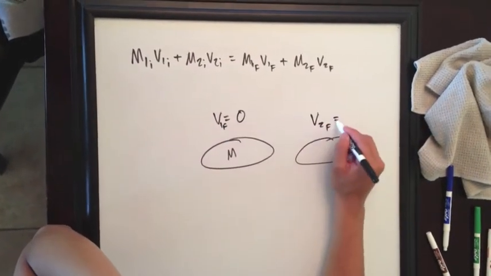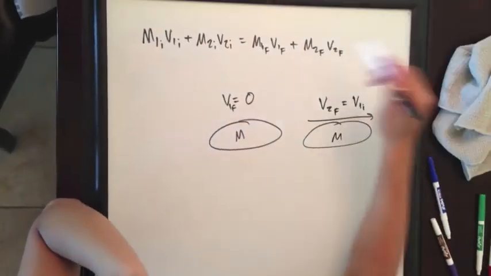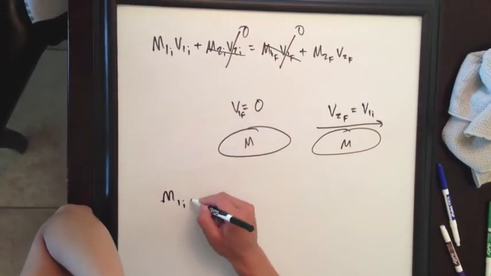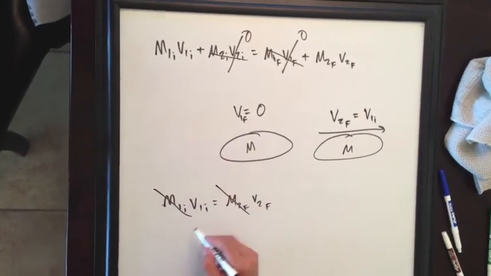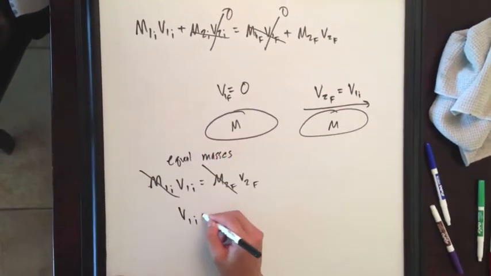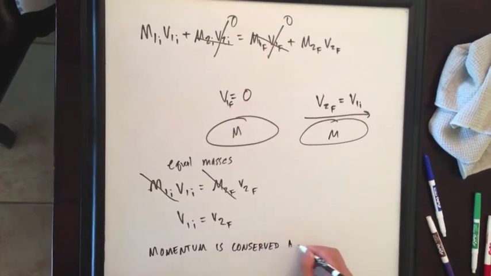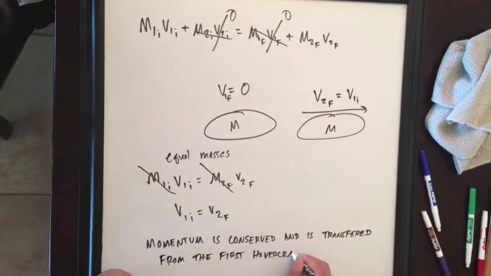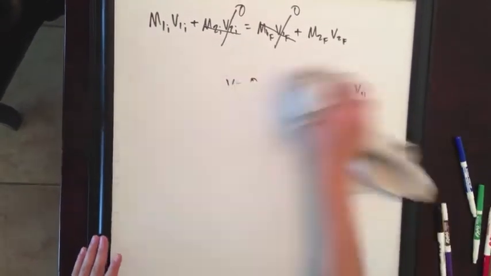Now we know that because the initial velocity of the second hovercraft is 0 and the final velocity of the first hovercraft becomes 0, the values in which they are incorporated should be 0. Now we are left with m1 v1 initial equals m2 v2 final. Because the masses are equal, they cancel out, and now you're left with v1 initial equals v2 final, which shows that momentum is conserved and transferred from the first hovercraft to the second hovercraft.